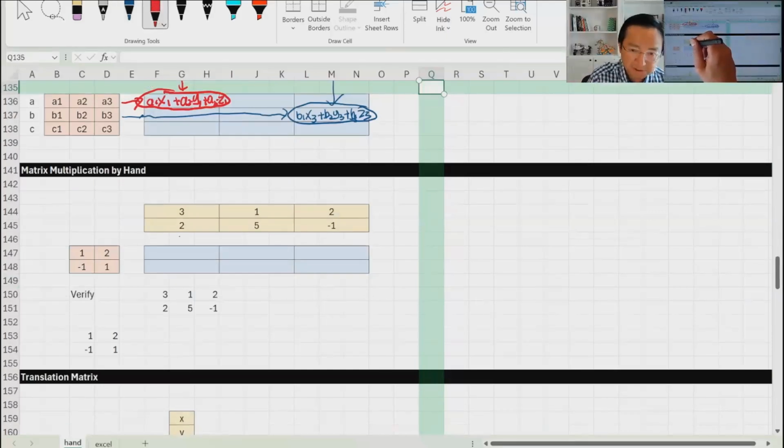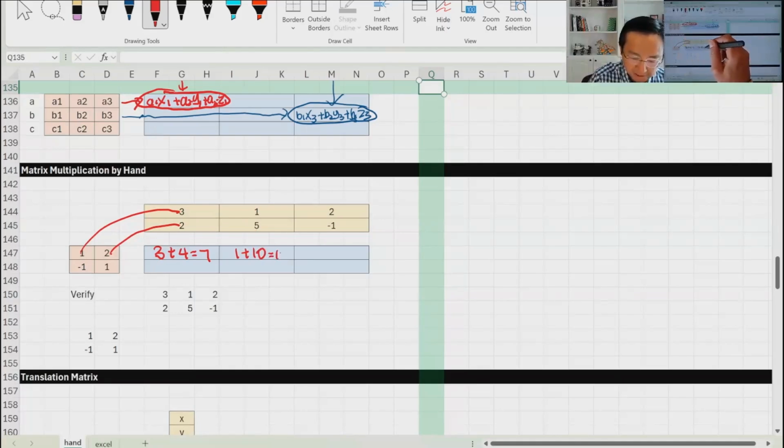So for the first one, I can eyeball 3, we're going to remember this, right? So it's going to be 3 plus 4 equals 7. Now I'm not going to draw a line here, just match by hand. 1 and 10, right? 1 plus 10 equals 11. We're going to do this, okay, 2 and minus 2. 2 minus 2 equals 0, okay? Now I've finished the first row.